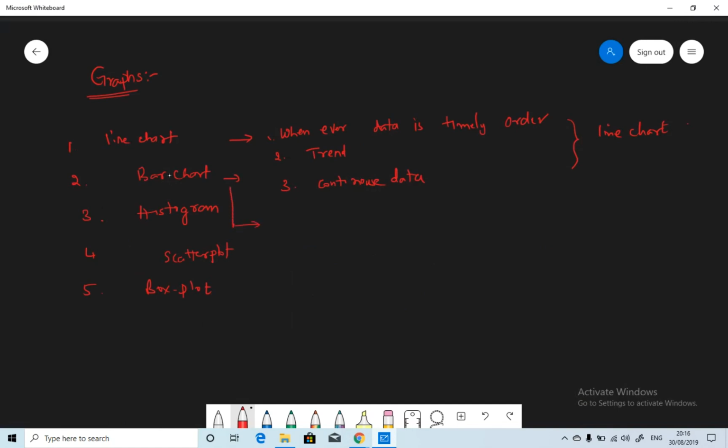For bar graph, what is the thing? Timely order is not important, and it is used to compare. And the important thing is that it is for discrete data.